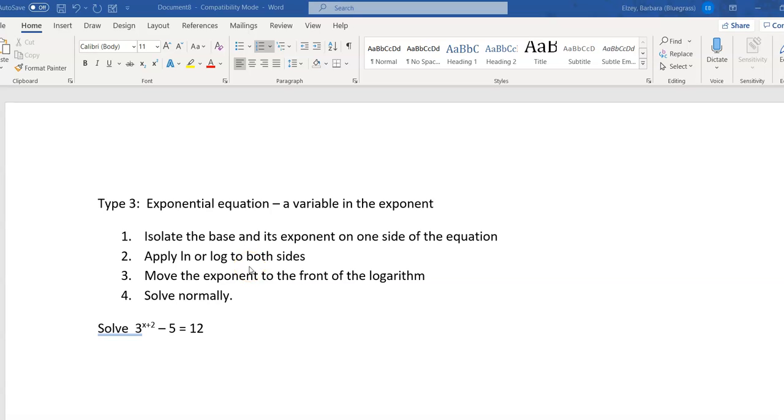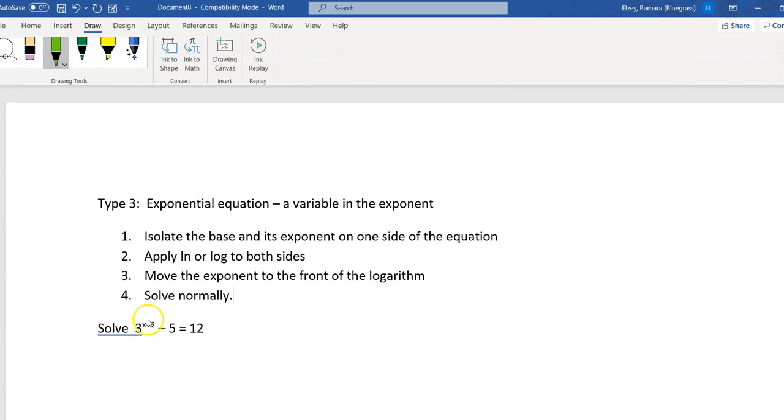Then we'll apply either the natural log or log, the log base 10, our common log, to both sides. Move the exponent to the front of the logarithm and solve normally. Okay, so let's see how this works. First of all, here is my base and the exponent.